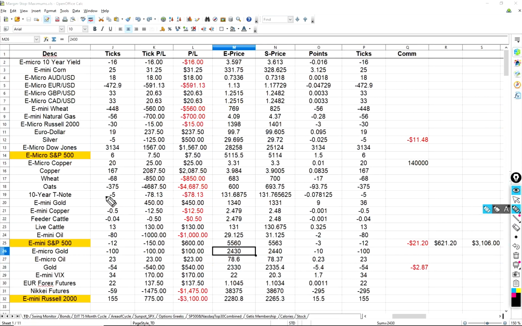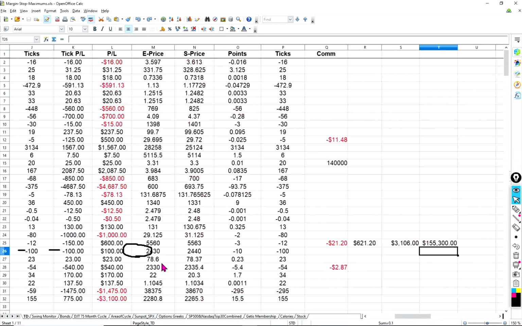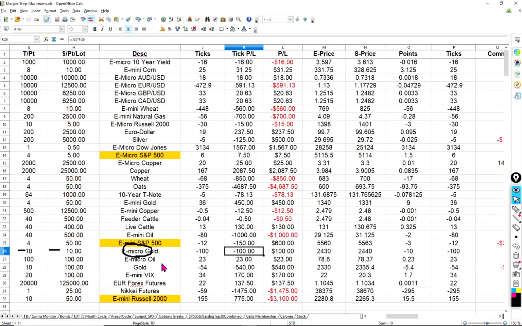Okay, this is a spreadsheet I put together a long time ago. We're going to be looking at, if I can find it, here it is right here, E Micro Gold. And let me go over to the left. Oh, I'm one off. Sorry, I got to go up one. E Micro Gold right here. There's the 1320. Okay. Now we're going to go to the right. We're going to put in the beginning value and the end value. We said 24.40.